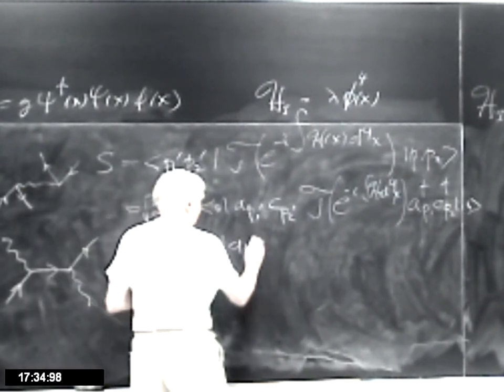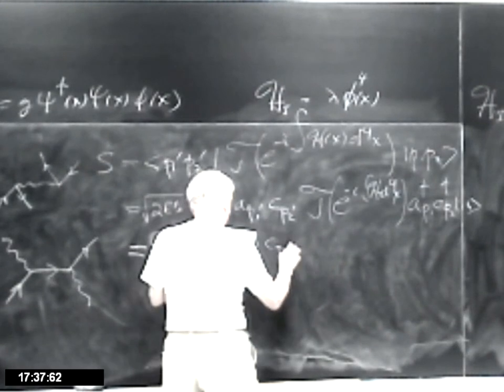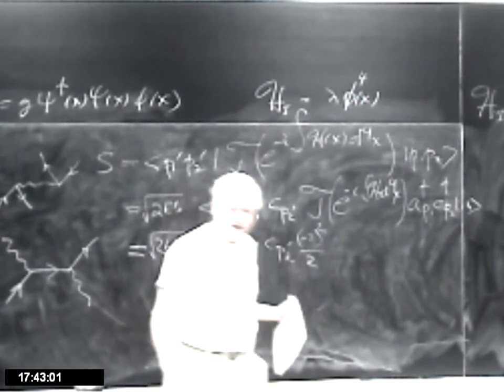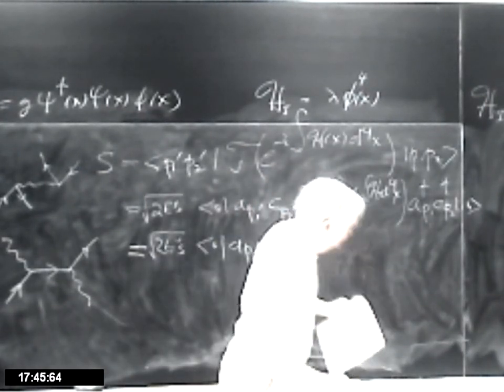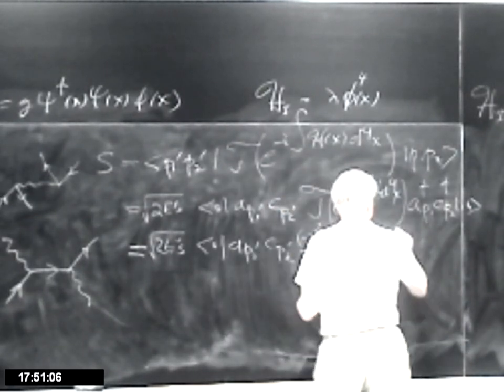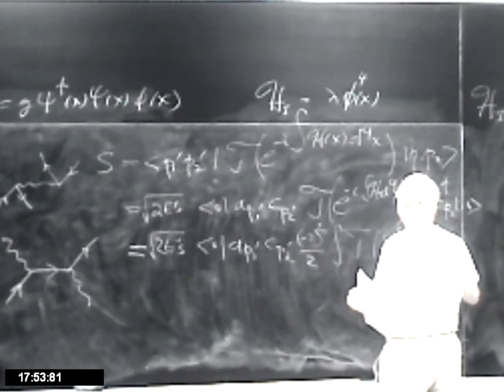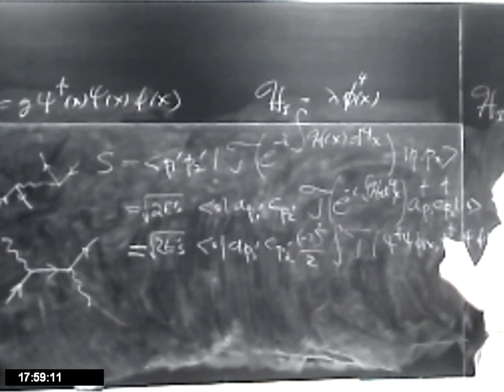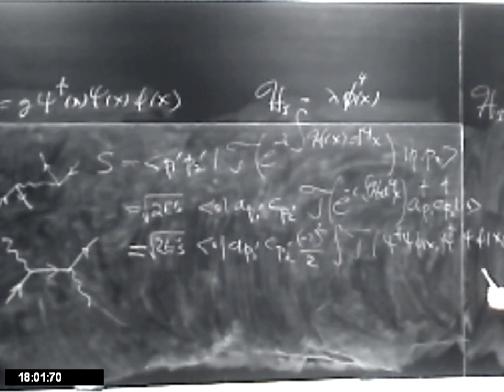All right, so a dagger p1 prime, c p2 prime, minus i squared over 2, integral time ordered product. Let me just write this as psi dagger psi phi at x1, psi dagger psi phi at x2, and then d4x1, d4x2, and then a dagger p1, c dagger p2 back. Okay. All right.